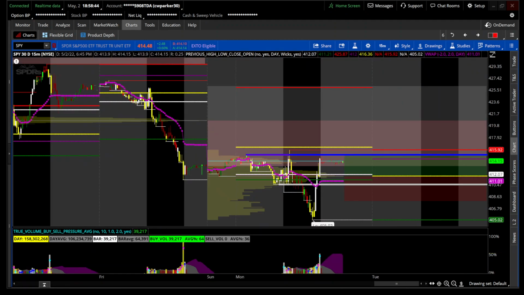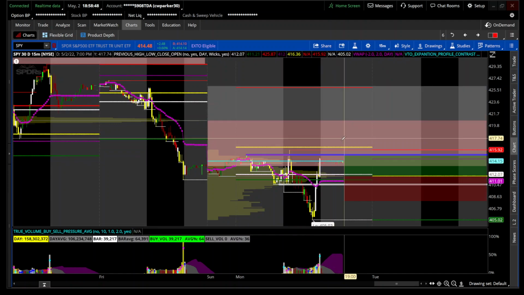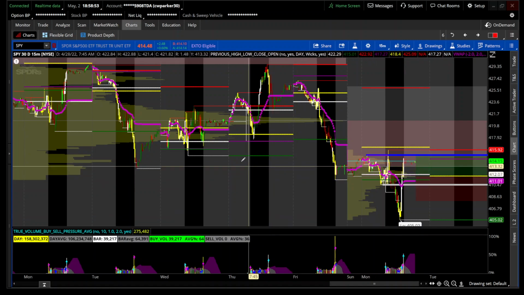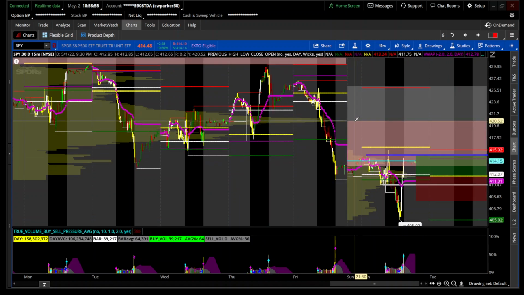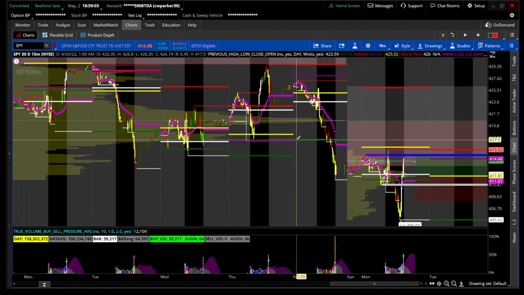And let's check out. Right now, this is the same indicator, my volume profile with the previous days. And this is last week. I have it set for a week. So this is last week's point of control up here at 420. And you can see how this long volume node made that out.